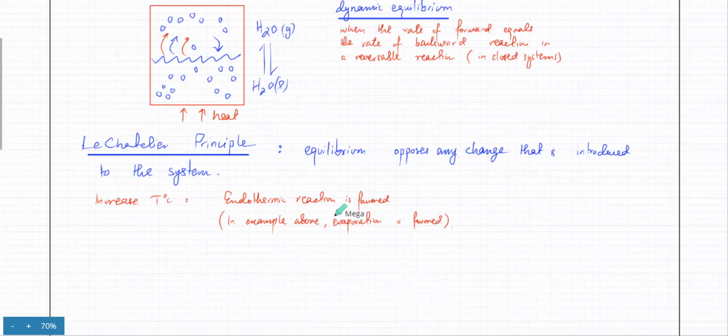Okay, vice versa. What's going to happen if I decrease temperature? Let's say I put this container in a fridge, and the temperature has dropped to 5 degrees centigrade. If I decrease temperature, which reaction would be favored? The exothermic reaction, because I'm removing energy now. So the exothermic reaction is favored.